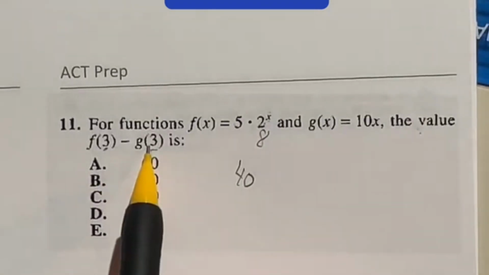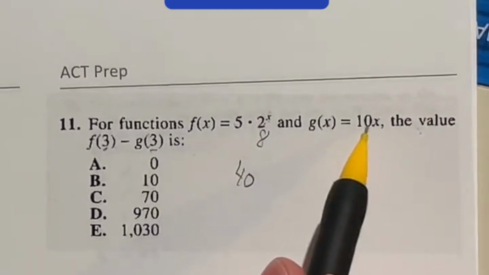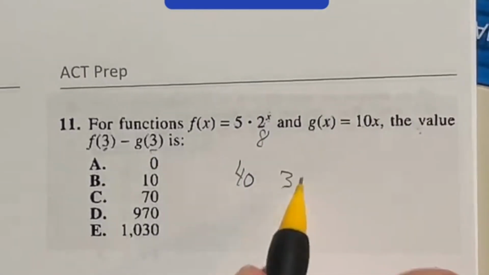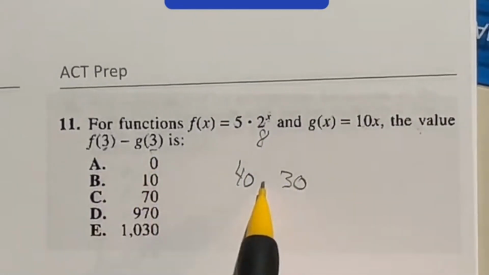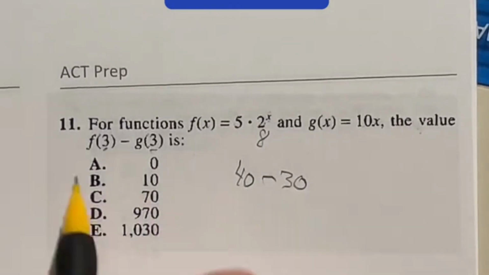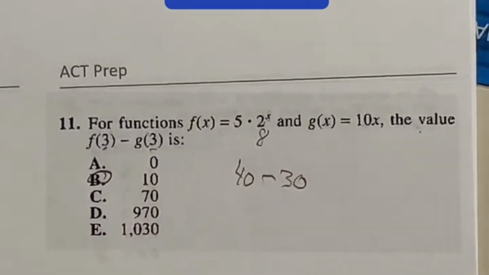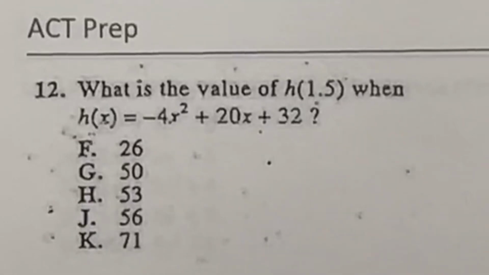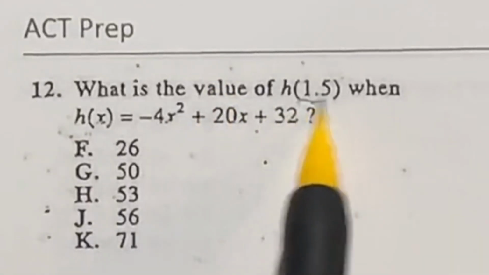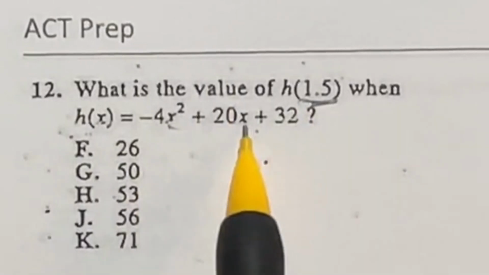Now we got to plug that 3 into this equation as well. 10 times 3 is 30, so that's an easy one. And then it says we have to subtract those two answers. So in this case, we're looking at 40 minus 30, which is going to give us an answer of B, 10. So we have another function notation question here where we're just going to be plugging in 1.5 in for every x in this equation.